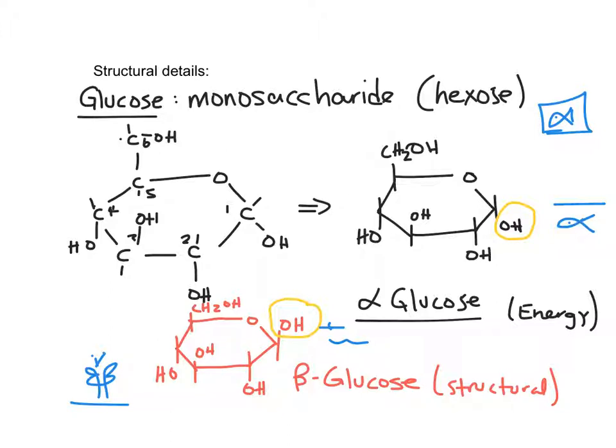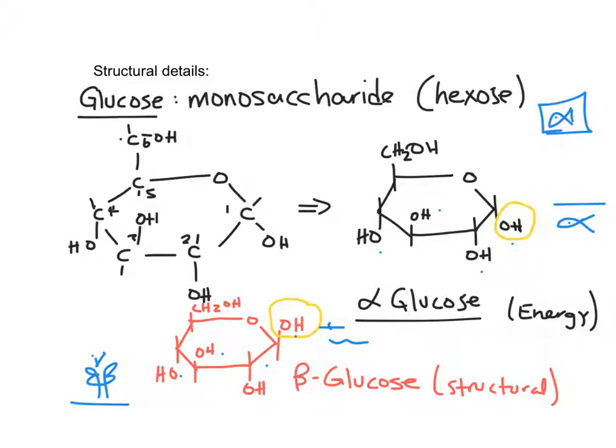So if you can remember that, alpha glucose goes down, down, up, down, and then every other one for beta would be up, down, up, down. And if you can remember that, hopefully you can always remember the difference between alpha and beta in terms of their structure. Now that we've looked at the simple glucose monosaccharides, or the monomers, let's take a look at disaccharides.